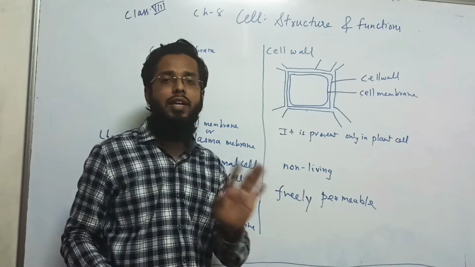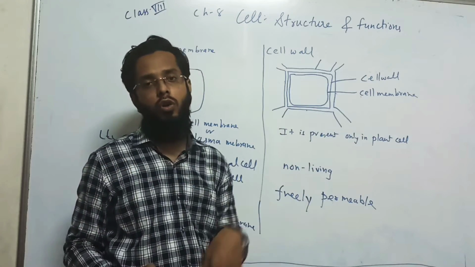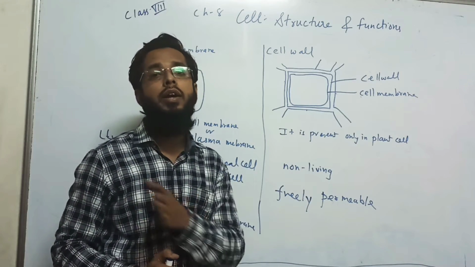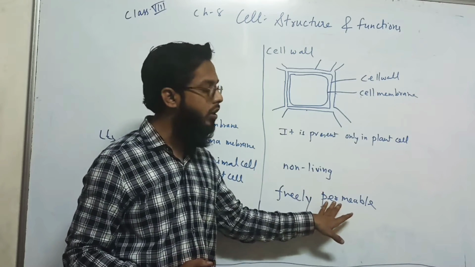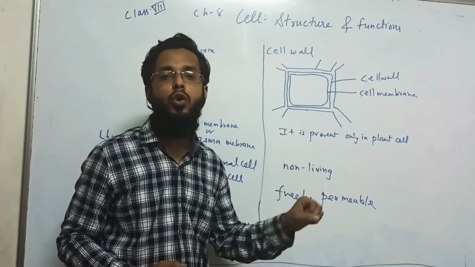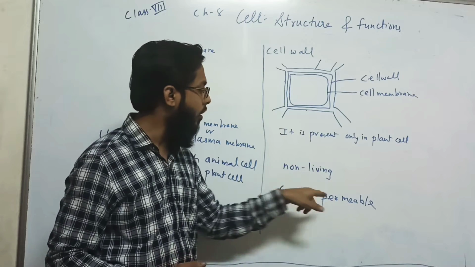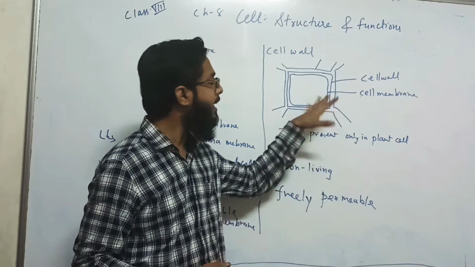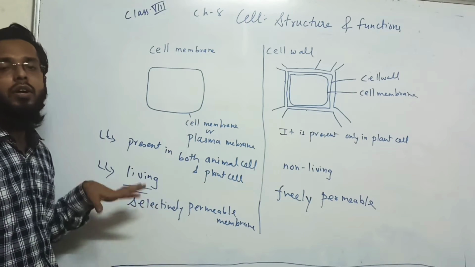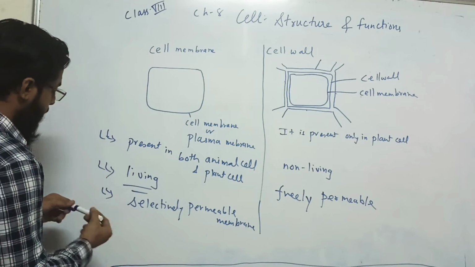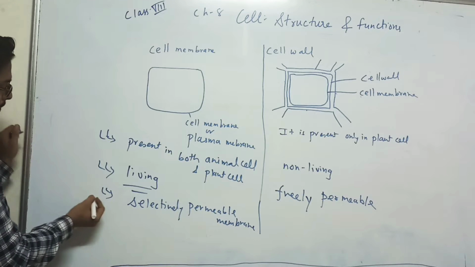In case of cell wall, there is no such thing. Anything can pass through cell wall. Cell wall is freely permeable. So it does not have any control or regulation on entry or exit of molecules. It allows everything to pass through it. But in case of cell membrane, it allows only certain things to pass. So it is selectively permeable membrane.